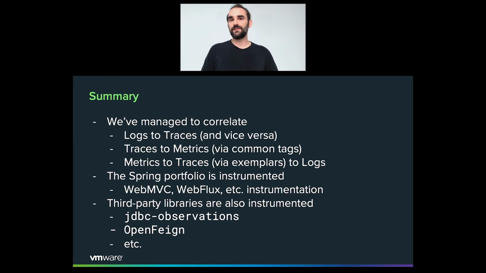That's because there's quite a few projects out there that are already using Micrometer Observations, such as JDBC observations for measuring JDBC-related metrics and traces, and, for example, OpenFeign that has native support for Micrometer Observation. So now, Jonatan, can you tell us what's new in Micrometer 1.9.0?